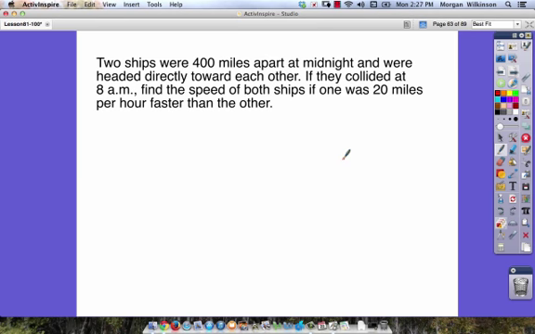Two ships were 400 miles apart at midnight and were headed directly towards each other. So if we draw this out, if we have two different ships going directly towards each other, and they were 400 miles apart at midnight. They collided at 8 a.m. Find the speed of both ships if one was 20 miles per hour faster than the other.